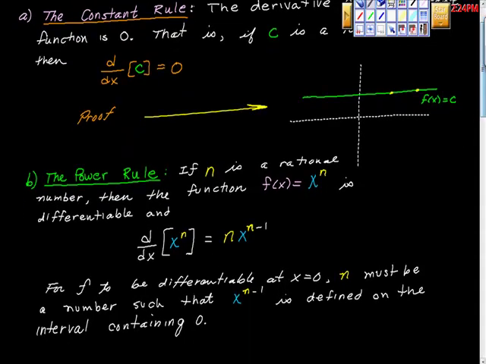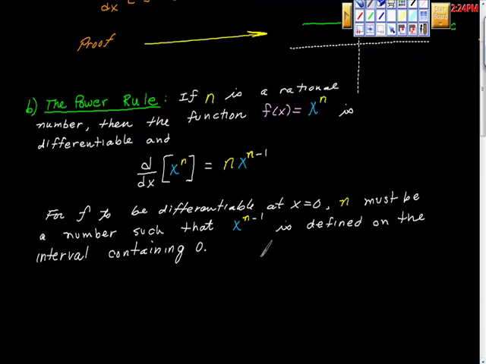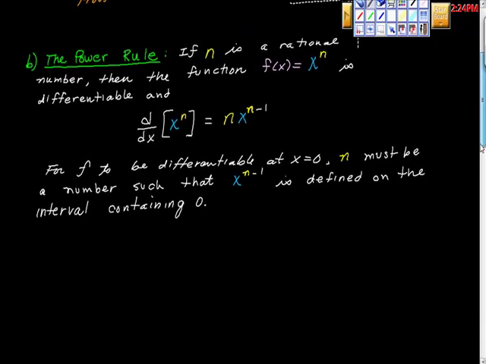So right now we're 2 minutes into a video for which I don't mean to spend much more time on, but let's do this. For f to be differentiable at x equals 0, then n, what n? This n must be a number such that x, what x? This x, to the n minus 1 is defined on the interval containing 0. And we know defined means that it won't have a domain issue, and we'll talk more about that if you would like to.